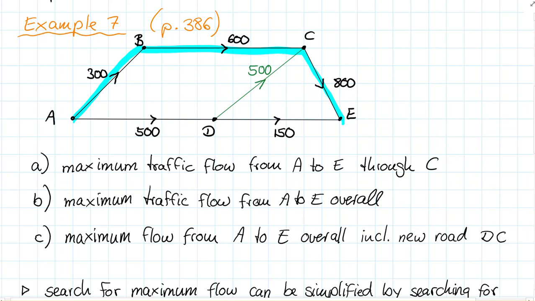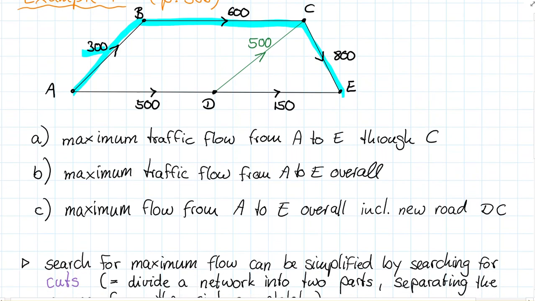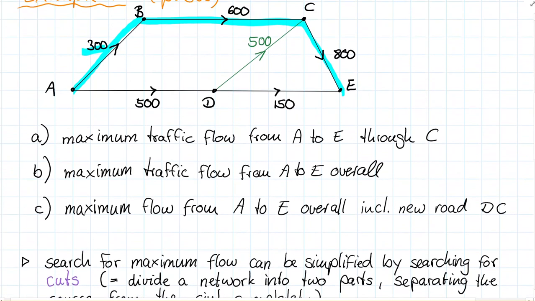And we said before that the maximum can only be the minimum capacity, right? If 300 cars go through here in 1 hour, there's no way that more than 300 are going to reach E in 1 hour. So the answer to the first question, the maximum traffic flow from A to E through C, is 300.